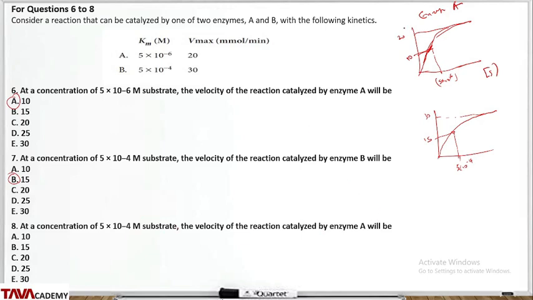Now if this is 5 times 10 raised to the power minus 6, if you multiply this by 2, that will give you a value of about 10 raised to the power minus 5. So at 10 raised to the power minus 5, the Vmax has already been achieved. 5 times 10 raised to the power minus 4 is higher than 10 raised to the power minus 5. So even if we increase the substrate further, the Vmax will still remain the same. So the answer to this is still 20.